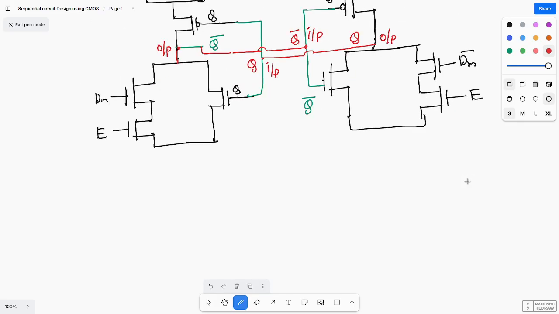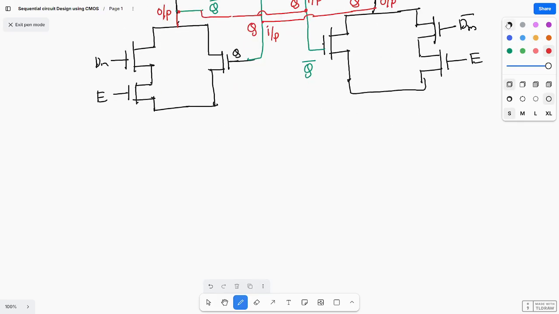Task two. We need to design the CMOS SR latch, not SR latch, SR flip-flop, what I call the D flip-flop. I will tell you the SR flip-flop using another gate. You do the CMOS gate flip-flop.